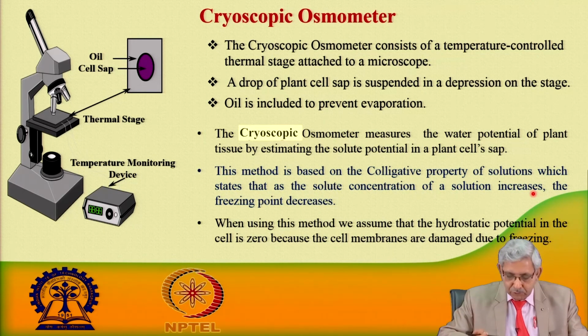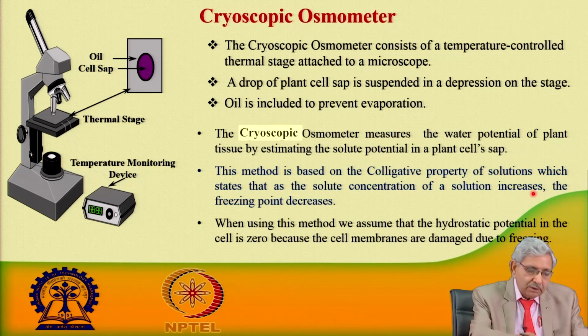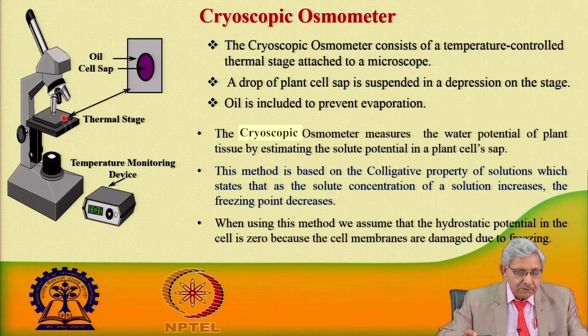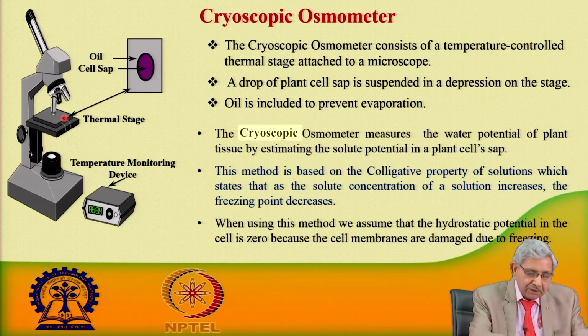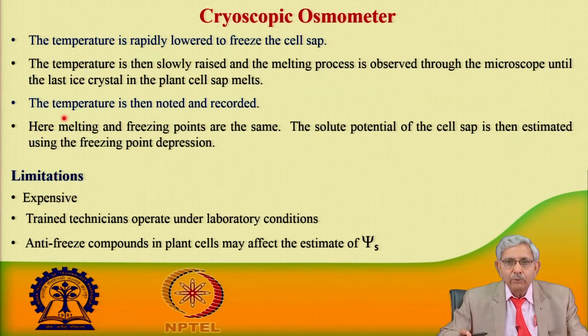So, when using this method, we assume hydrostatic potential in the cell is 0, because the cell membranes get damaged due to the freezing process. So, this is kept below the microscope, and it monitors the temperature. Now how does it function?